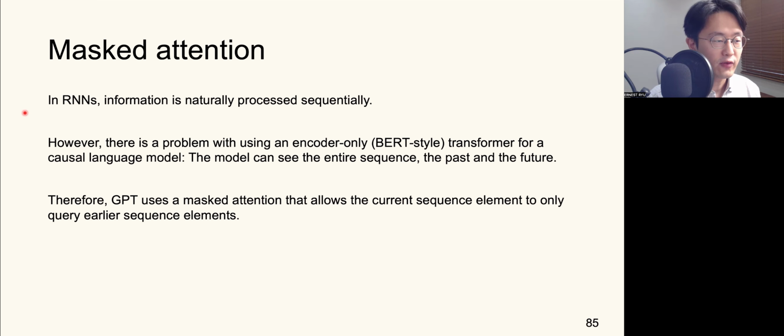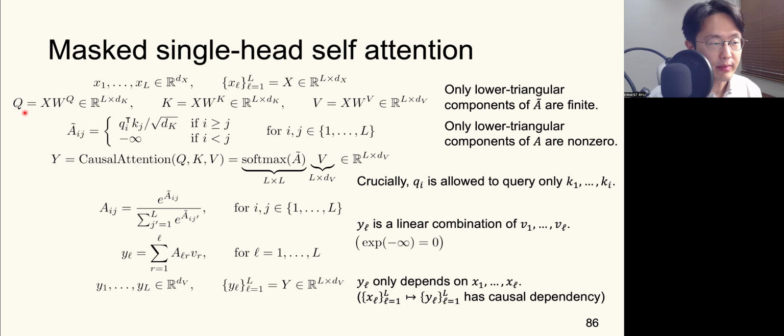In RNNs, information is naturally processed in a sequential manner. But there is a problem when you're using an encoder-only BERT-style transformer for a causal language model. By design of the transformer architecture, the model can see the entire sequence, both past and future. Therefore, GPT uses a masked version of the attention mechanism that allows the current sequence element to only query the earlier sequence elements. Here's how the masked single-head self-attention mechanism works.